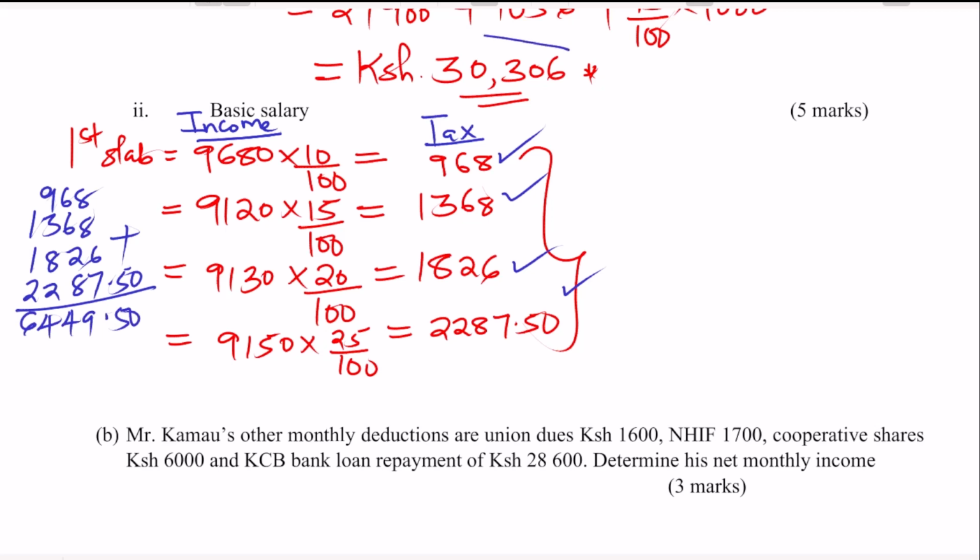get this tax here, 30,306. So we have to subtract these. So we work out like this. We have 30,306 and we subtract 6449 and 50 cents. So this one will give us the amount that is remaining, and that one will fall now in the last slab.